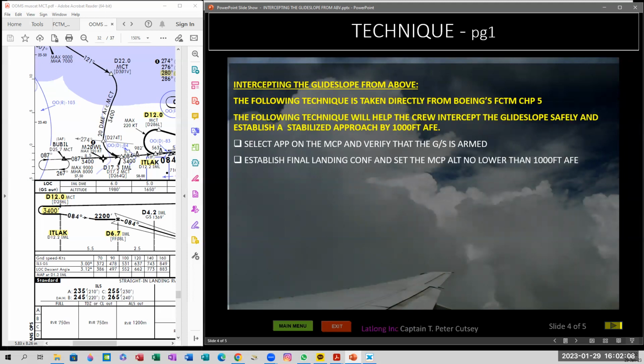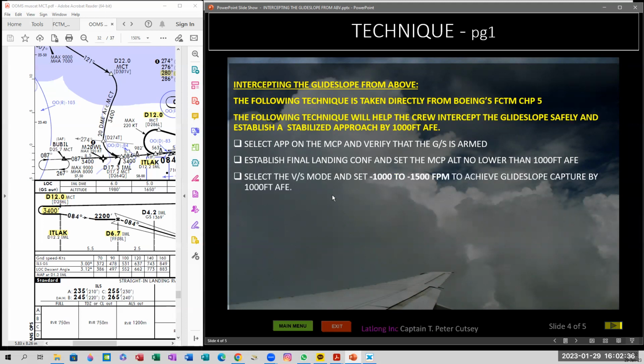All right, establish final landing config and set the MCP no lower than 1,000 feet AFE. Field elevation in Muscat is 25 feet. We will round up to 100, so therefore we will set 1,100 on the MCP. And if you notice, ensure that you set that and maybe even higher, but we're going to use no lower than 1,000 feet.